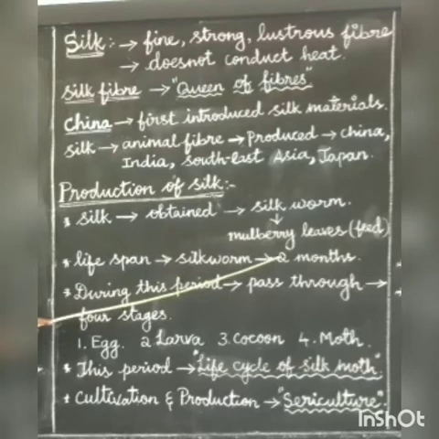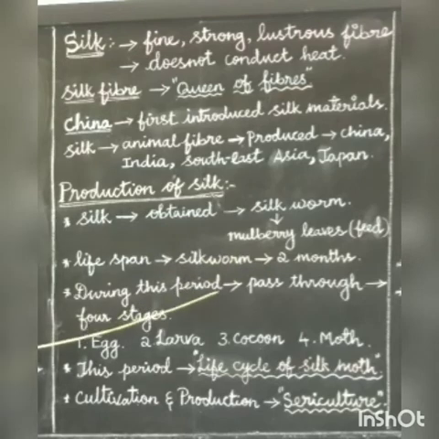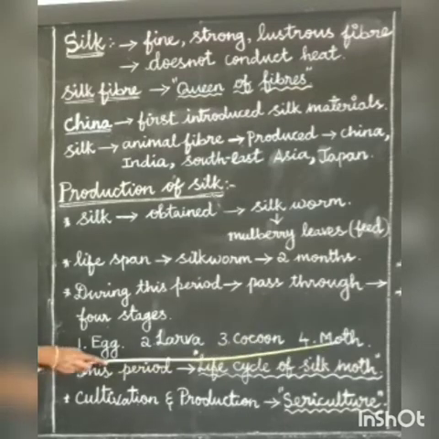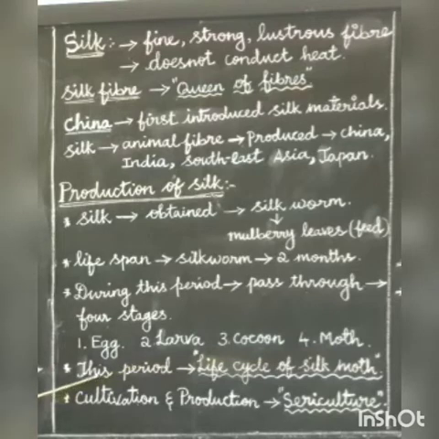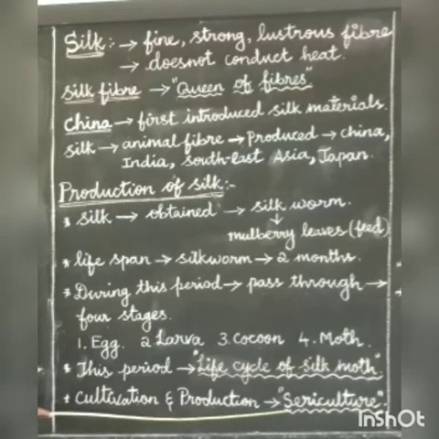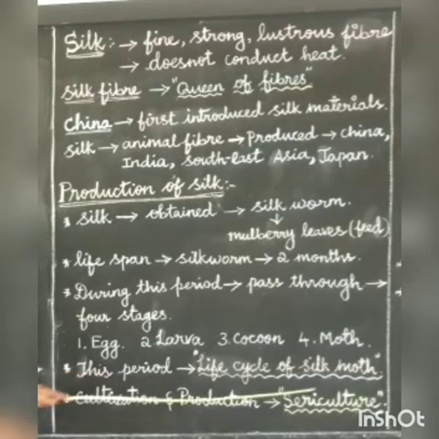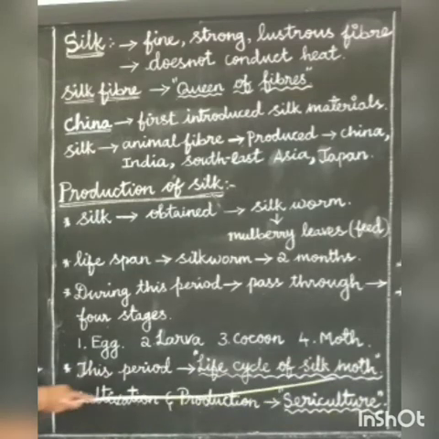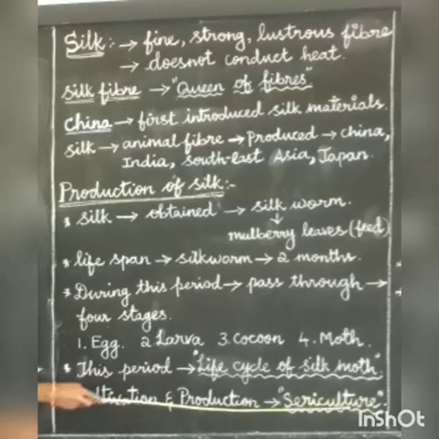Silkworms live for a very short time, only about 2 months. During this period, they pass through 4 stages of development. First, egg. Second stage, larva. Third, cocoon. And fourth stage, moth. This period is called the life cycle of the silk moth. The cultivation and production of silk is known as sericulture.